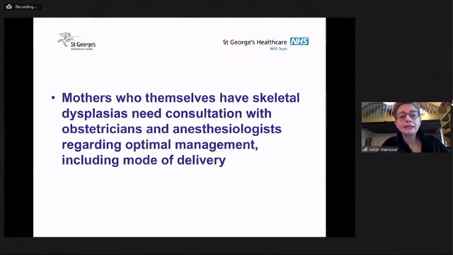And I haven't really discussed this, but please remember that if women have a skeletal dysplasia, of course, you need to think about their management and their mode of delivery. They may get respiratory problems with a normal grown baby. So you do need to refer them probably to maternal medicine.